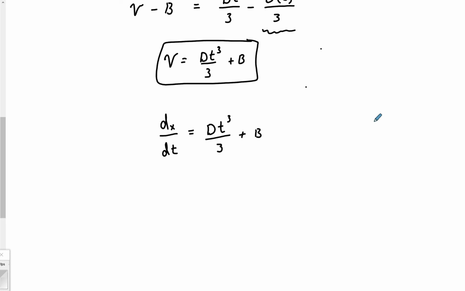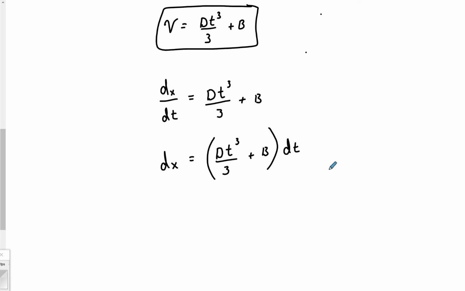But anyway, let's multiply both sides by dt. So dx is equal to dt cubed over 3 plus b, and putting that up against what? dt.